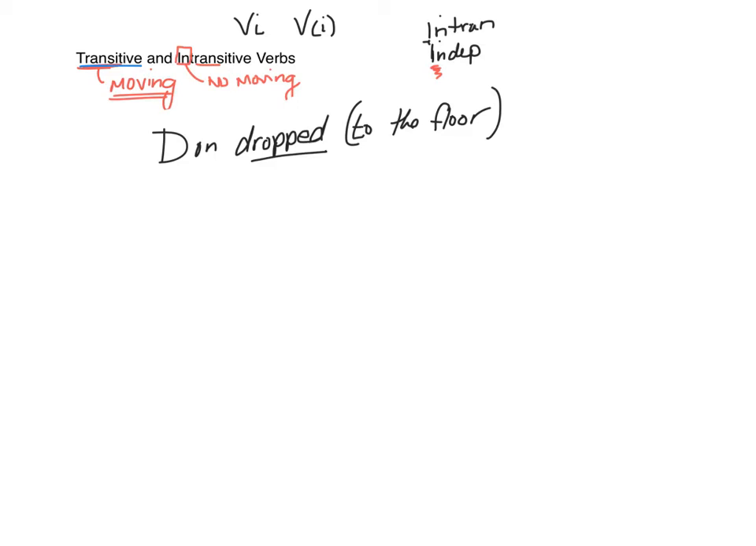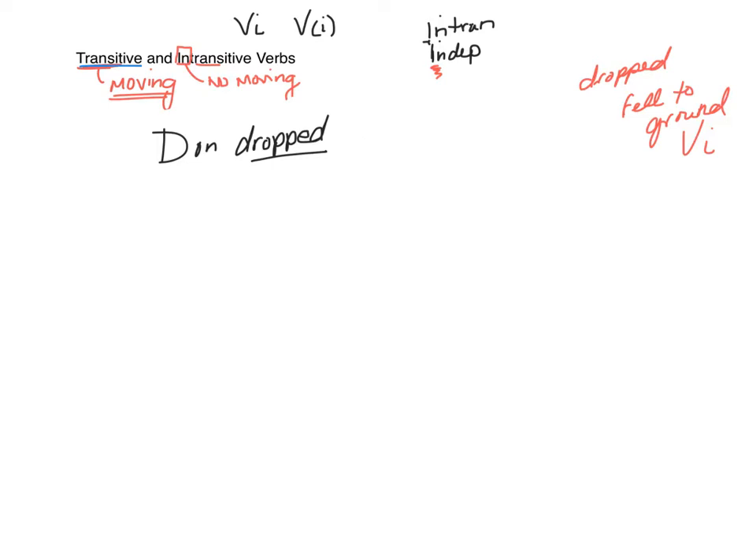So if what you're trying to say is the definition of dropped is fell to ground, then that is a verb intransitive. But what if I say, no. It's not that he fell to the ground. It's that Dawn dropped his gun during the gun battle. Apparently, Dawn is a really, really crappy gunman. But anyway, Dawn dropped his gun.